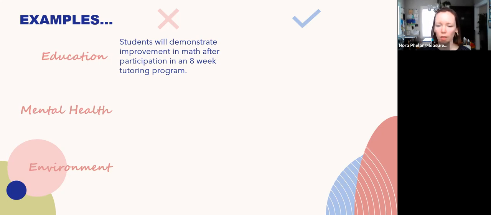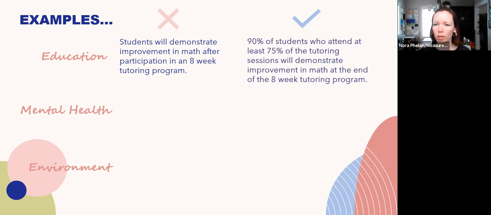So things like that. Another alternative, just to put in a bit more clarity, would be 90% of students who attend at least 75% of the tutoring sessions will demonstrate improvement in math. Again, that's not the only way you can do it. This is just one example of how you might want to add a bit more detail in there, so it's clear what exactly the goal is, so that you're not trying to figure that step out at the end.